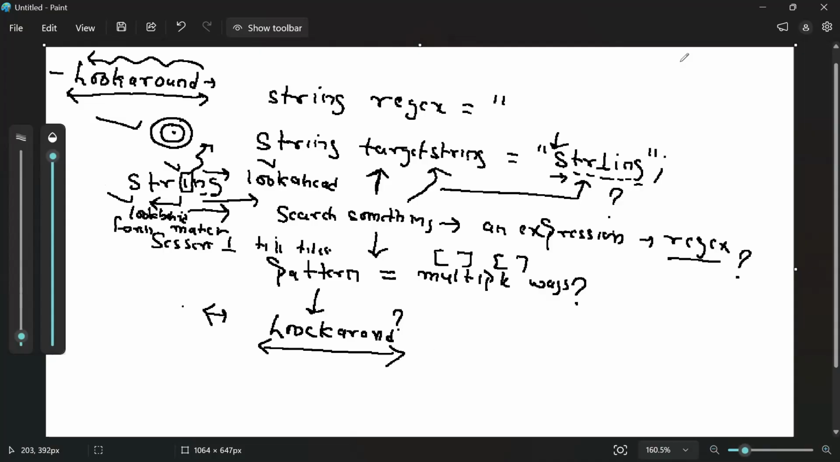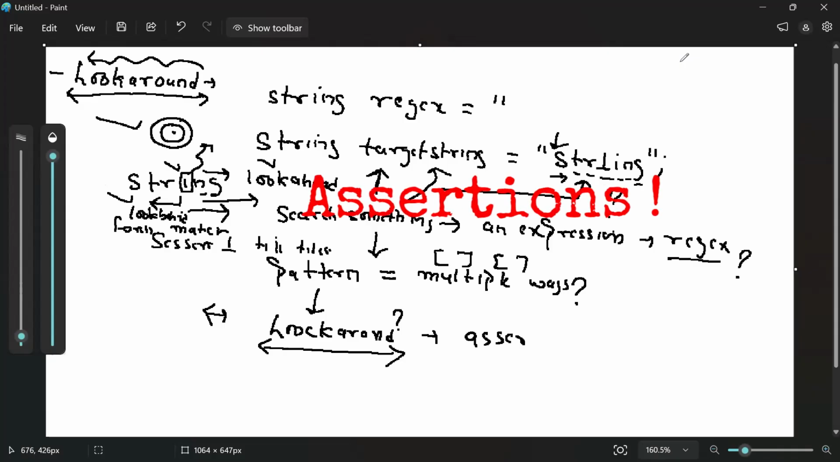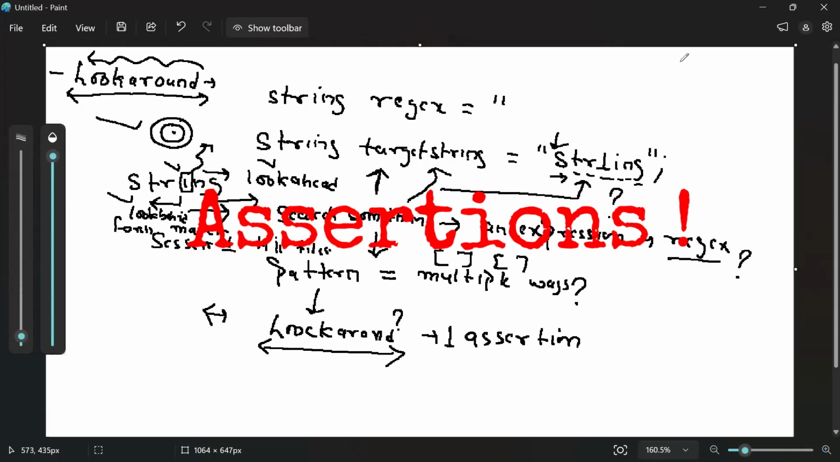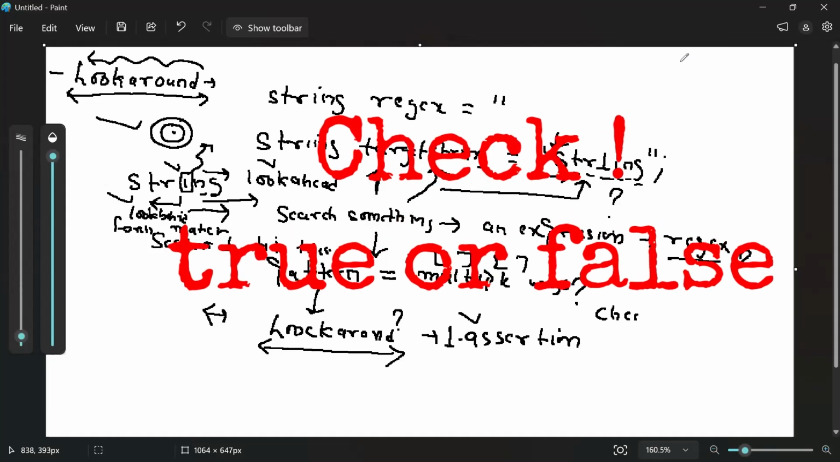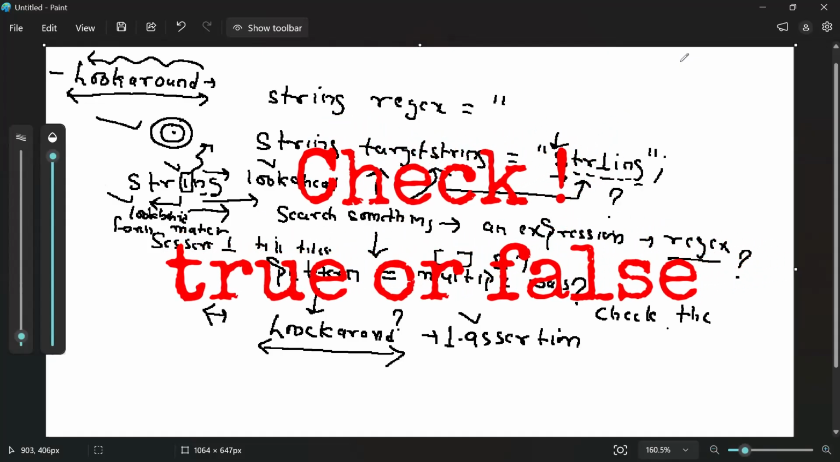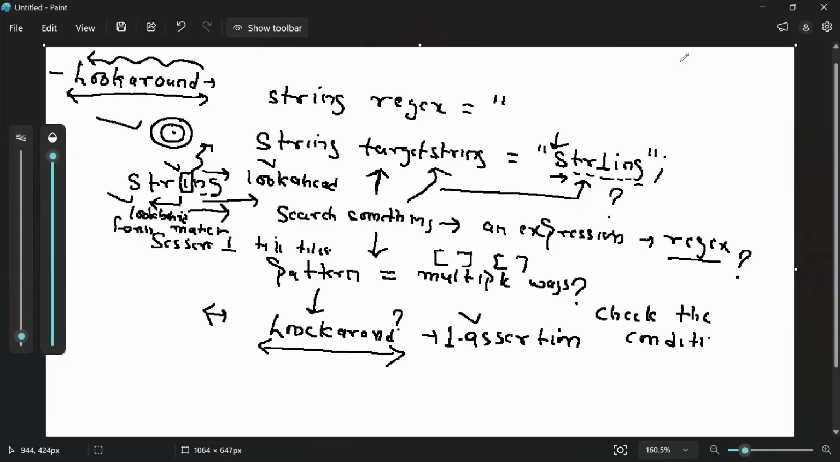Now, another thing is, lookarounds are just assertions. Assertion means it will only check the condition to be true or false. If it is true, if the pattern matches, it will go further ahead. If it is not true, the match will fail right here.